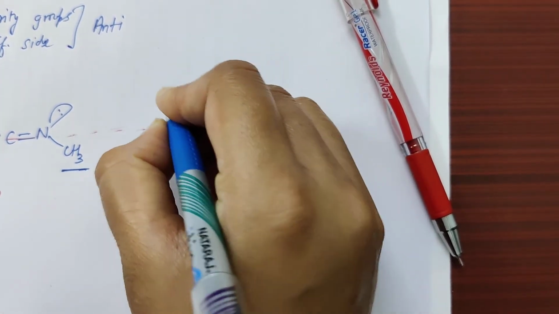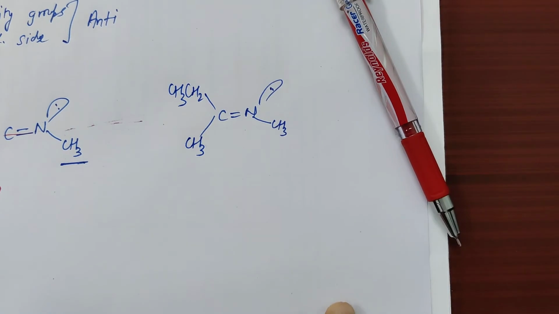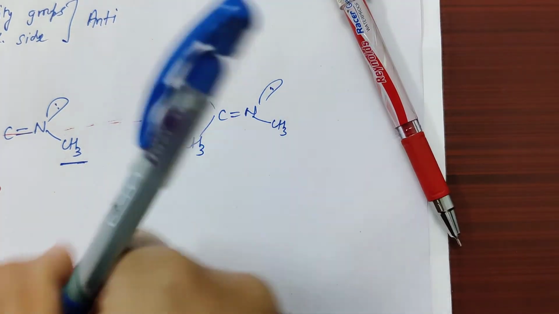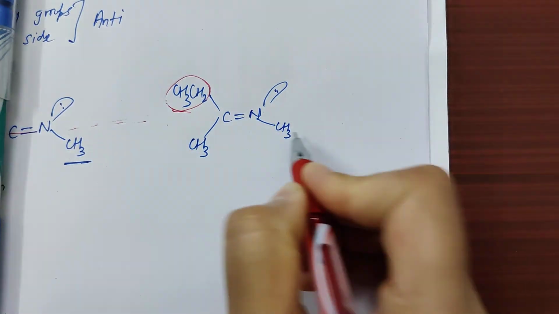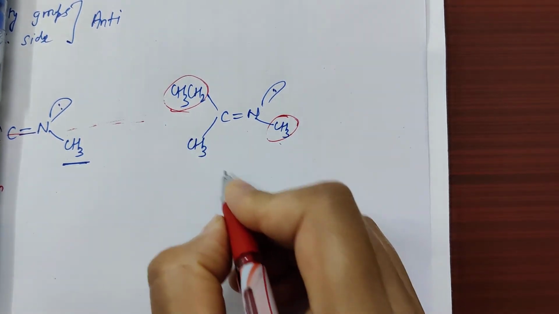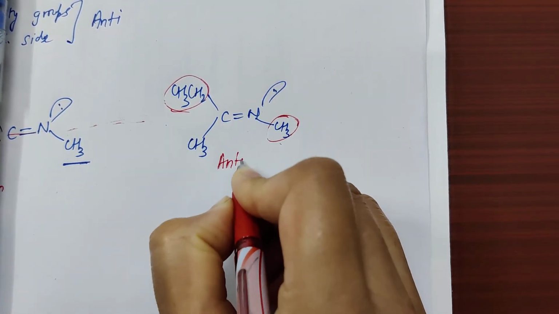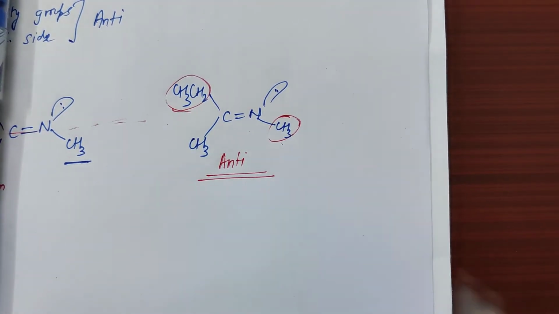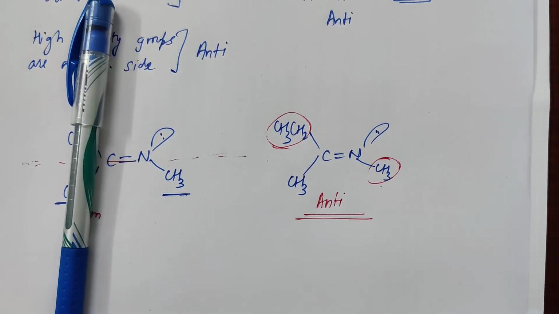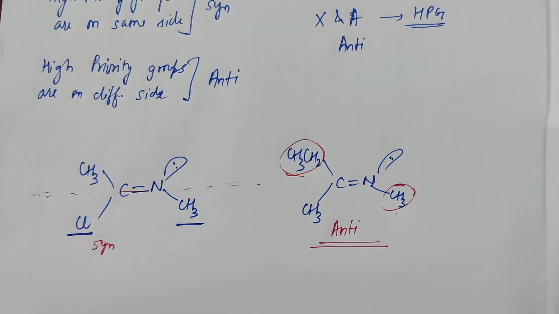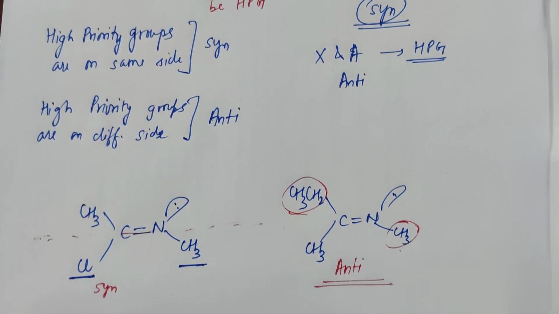Similarly, if you have a group like this, then these two are higher priority groups which are present on opposite sides, so we will name them as anti. So this is the concept of Syn and Anti. This is only used in systems which have carbon-nitrogen double bonds.